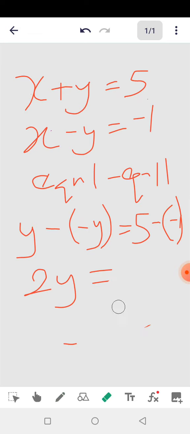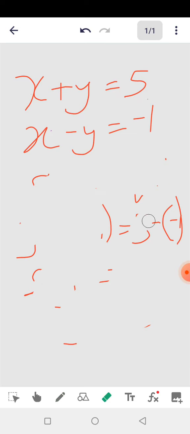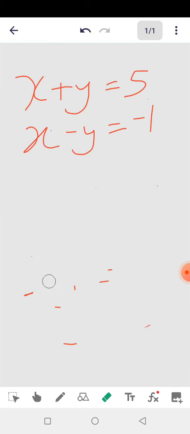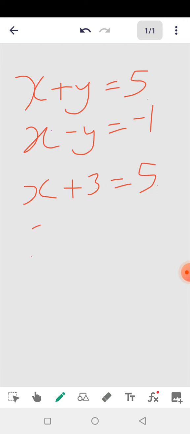Alright, so let's see how to get x. Please pardon me, it's going to take a while for this board to get totally cleaned up. Alright, to get x, we'll say since y is 3, if I use equation 1, I'll be having x plus 3 is equal to 5. Then x will be 5 minus 3.